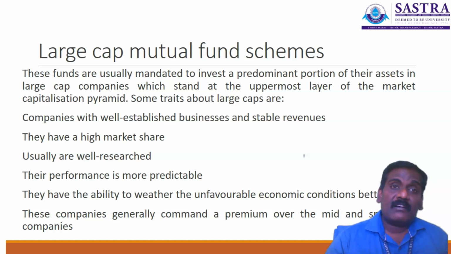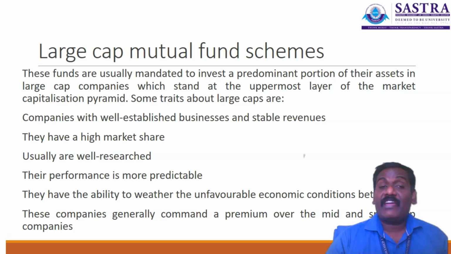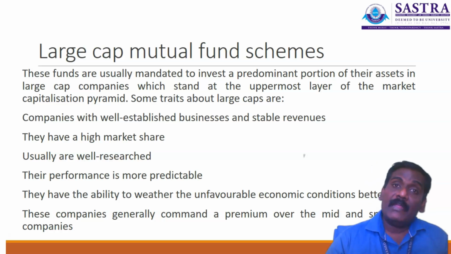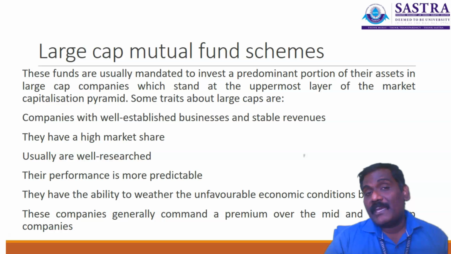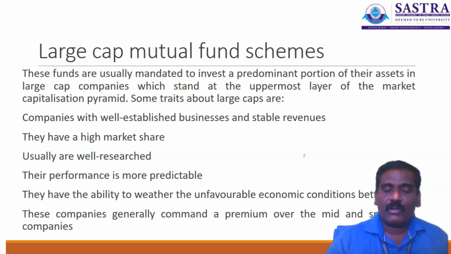These are companies with well established businesses and stable revenue. Those companies are also classified as blue chip companies, financially sound companies in the market. They have a high market share. I'll tell you an example to understand what market share is. If a particular product is sold in the market, and one particular company has sold around 30 percent of the product in the market, we can say that company's market share is 30%. Similarly, the market share of those large capitalized companies is relatively high compared to all other companies in the same segment, whatever they are manufacturing or producing.